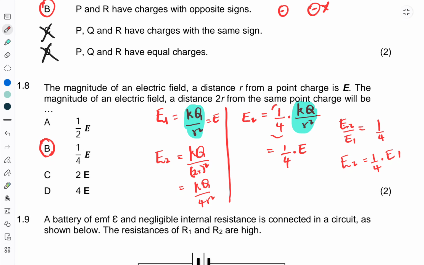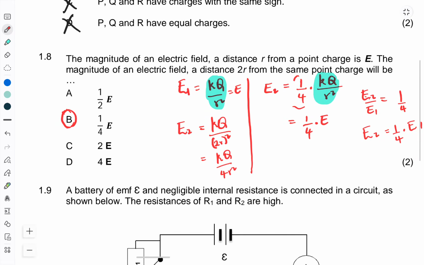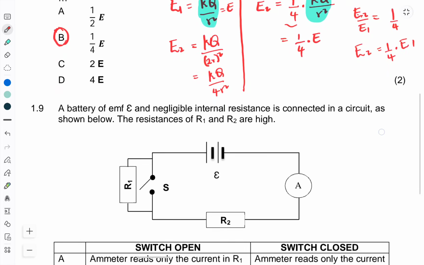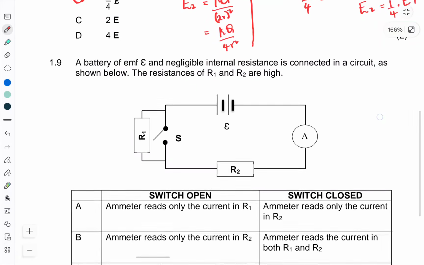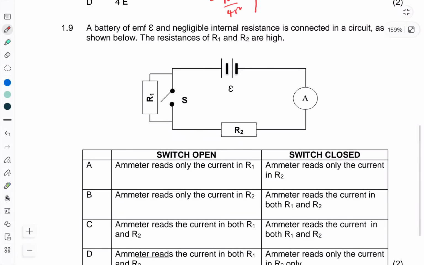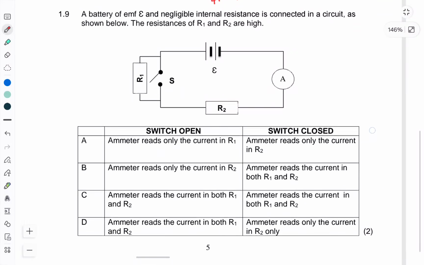Other people simply substitute ones for the things that were not mentioned, but that's just another way of doing it. There are so many ways of doing these types of questions. Okay, so let's go to 1.9.